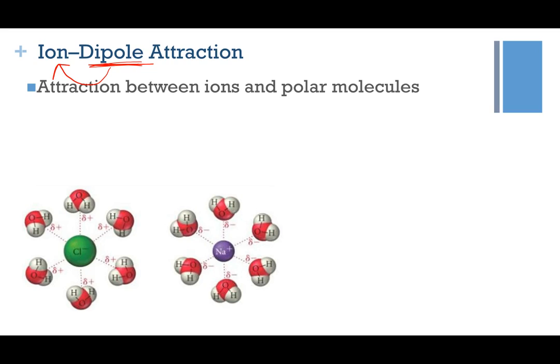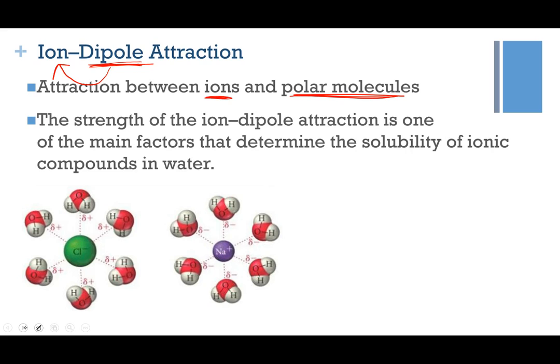Okay, so remember, ion, ionic bonding. Positive is attracted to negative. Electrons are transferred. If we've got an ion floating around and it happens to come into contact with a polar molecule, of course, positive and negative charges are still going to be attracted to one another. So this is an attraction between an ion and a polar molecule. Strength of this ion-dipole molecule is actually one of the main factors in solubility.